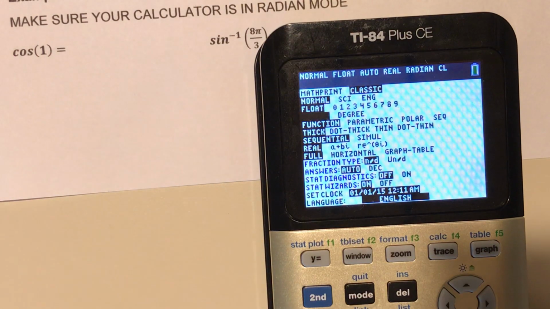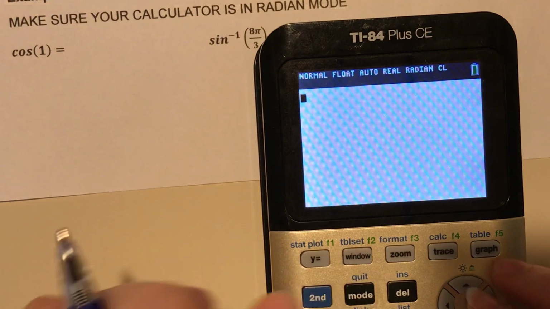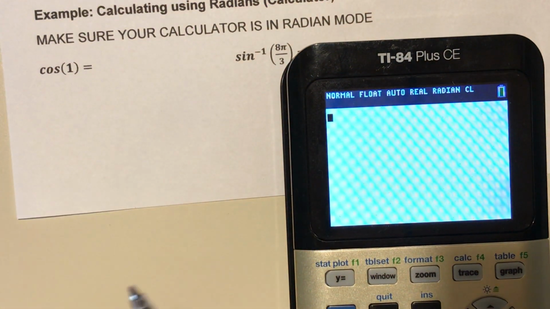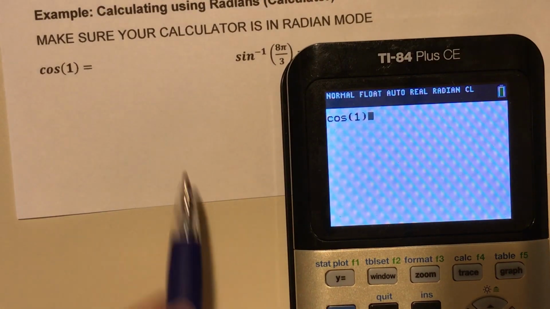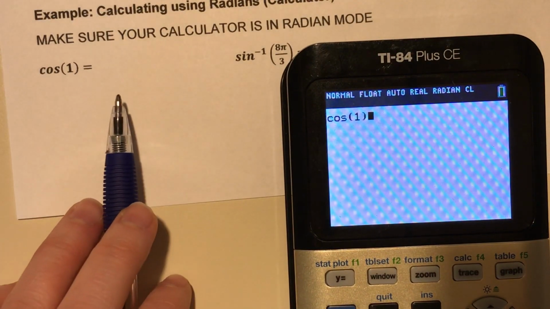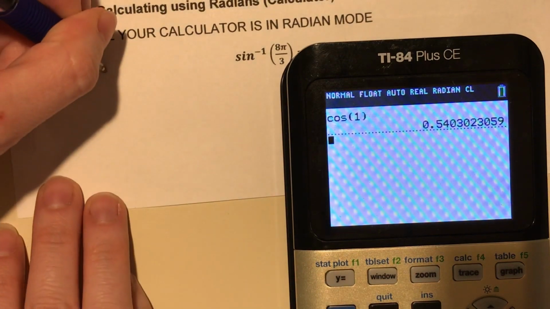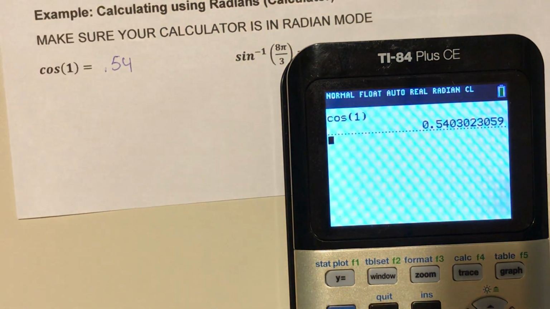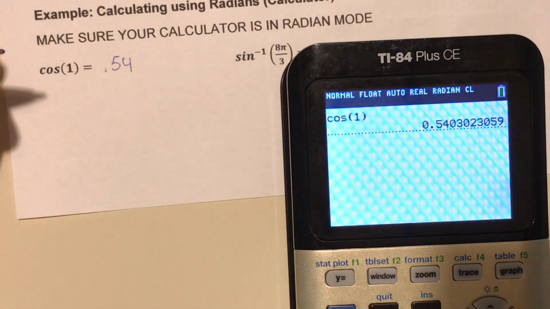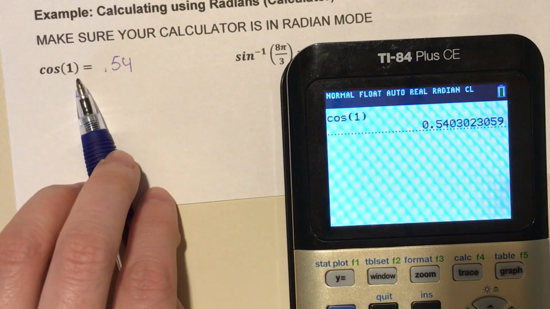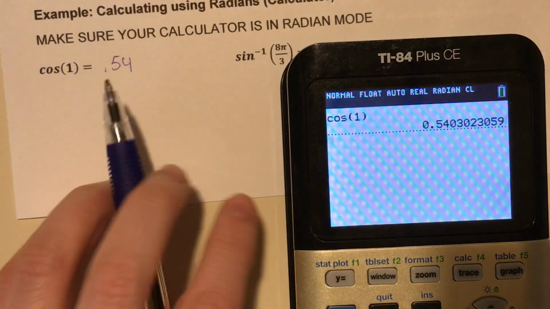You make sure that radian is highlighted, and you can hit enter if it's not. Now if you do cosine of 1, instead of thinking that means the cosine of 1 degree, your calculator is thinking that's the cosine of 1 radian. And the cosine of 1 radian is 0.54. It's the same way as we were doing with calculators to find the trig ratios of degree measurements. We just need to make sure that we are in radian mode instead.